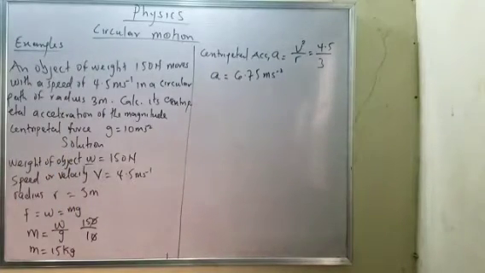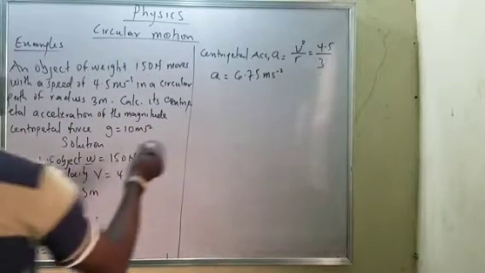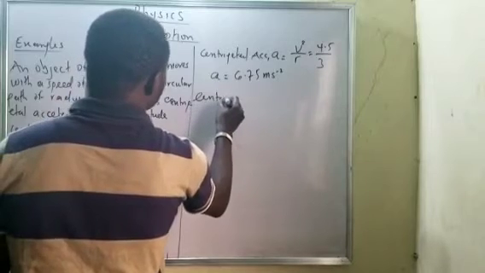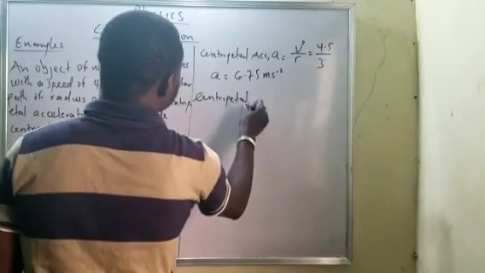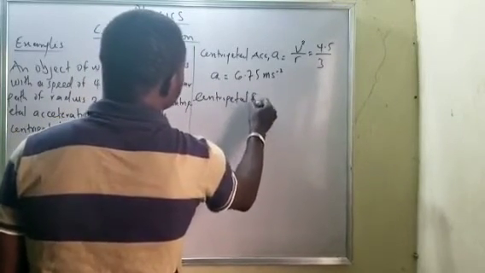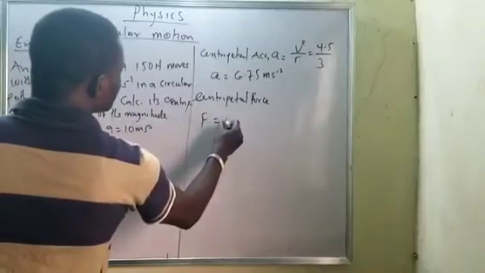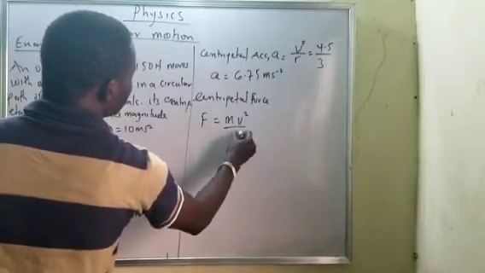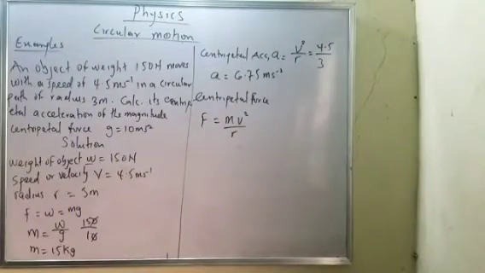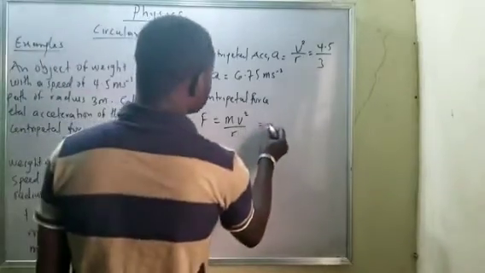Since I have that, I can now continue from the centripetal acceleration to the force, which is what I'm looking for. We know that F equals mv squared divided by my radius. Mv squared divided by radius, so what is my m?